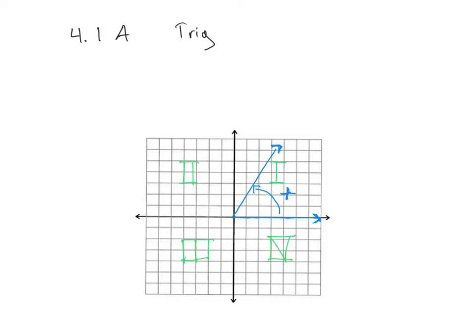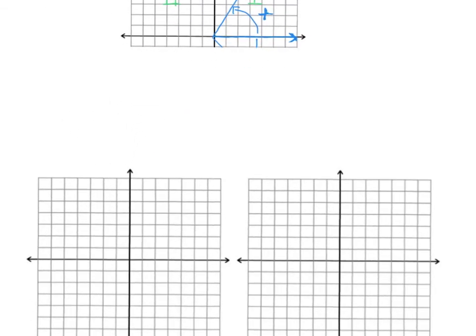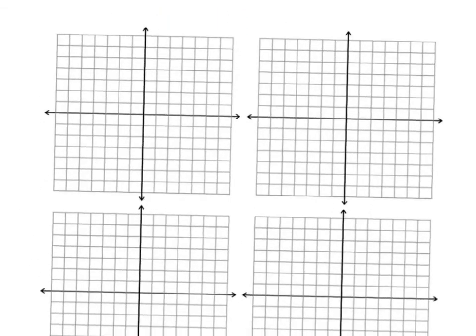If it travels clockwise, this way, it is a negative angle. So it doesn't matter where it ends. If it travels that way, it will be a negative angle always. Let's do some more examples here further on down.